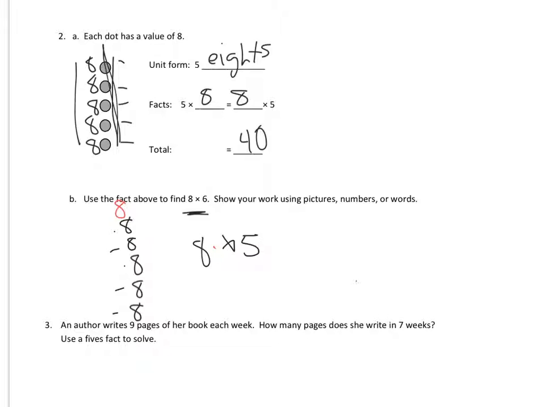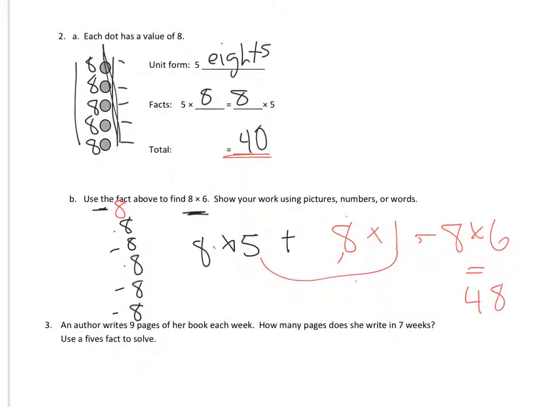So 8 times 5 plus, how many red eighths do we have? 1. Now we're going to add these together, and that's going to give us 8 times 6. So now we know we had 40 here, so if we just add this 1 eight, we know 8 times 6 equals 48. 48 on that one.